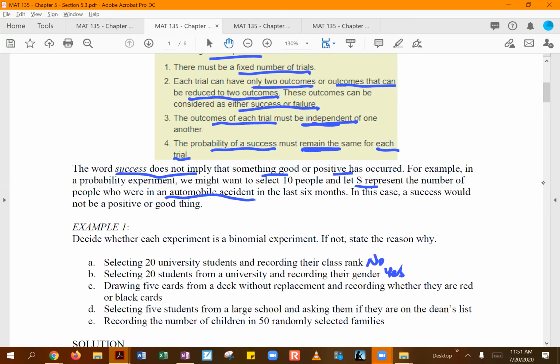Drawing 5 cards from a deck without replacement and recording whether they are red or black cards. So part C, what do you think? Okay, Lillian, why would you say this is not binomial? Jesus, you are saying yes?